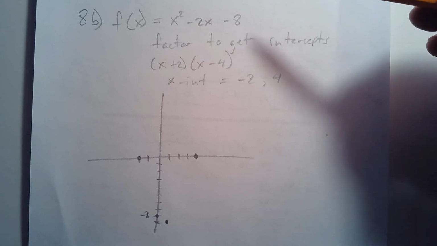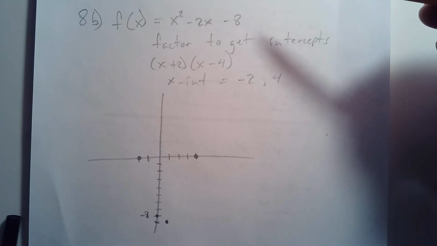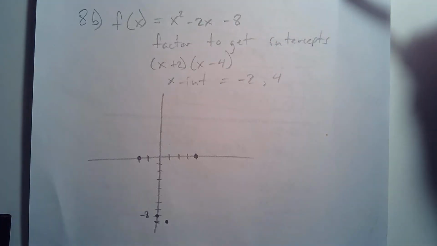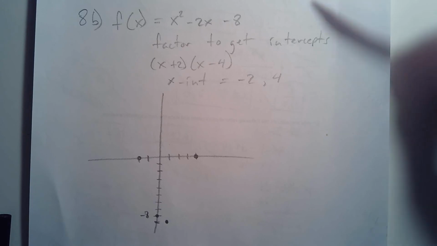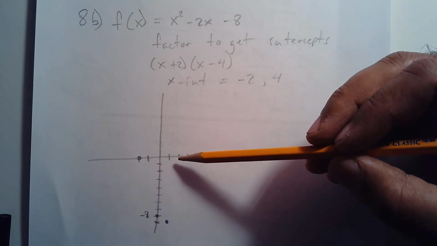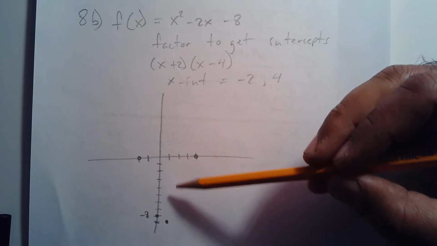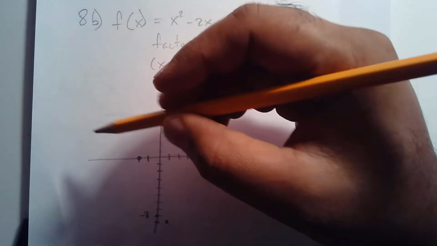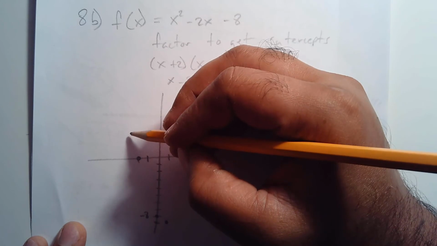And then you can use the vertex formula, which I think was negative b over 2a, to get your x, and then you solve for the y. So it works out that your vertex is going to be 1, negative 9. Okay, so here's your regular function.